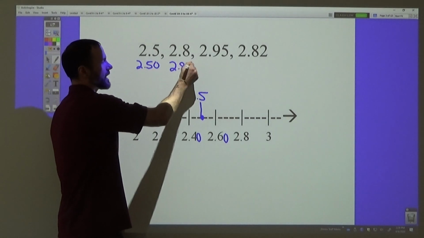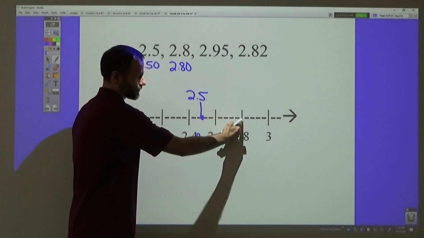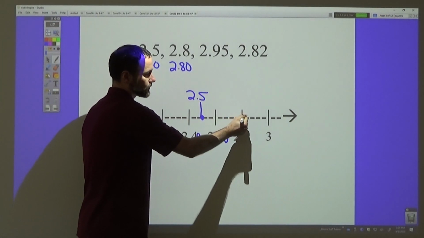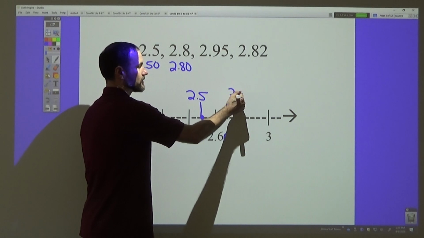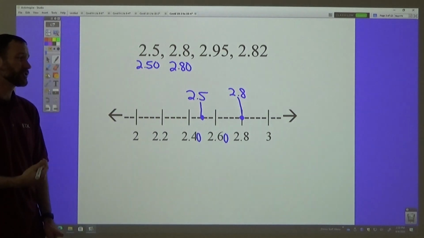2.8 is really like $2.80. There's already a little hash mark right here, so it's right on that line. This is where 2.8 would go.